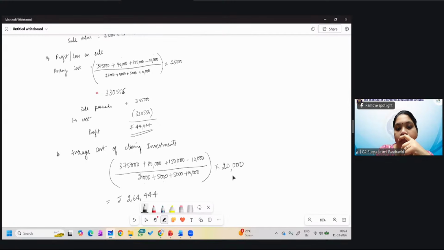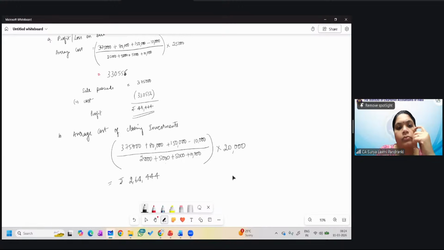264,444, how do we determine? Means from this formula for average cost of closing investment. We did average cost, no? How do you get this figure, which is 2,64,344? The calculation is written here.